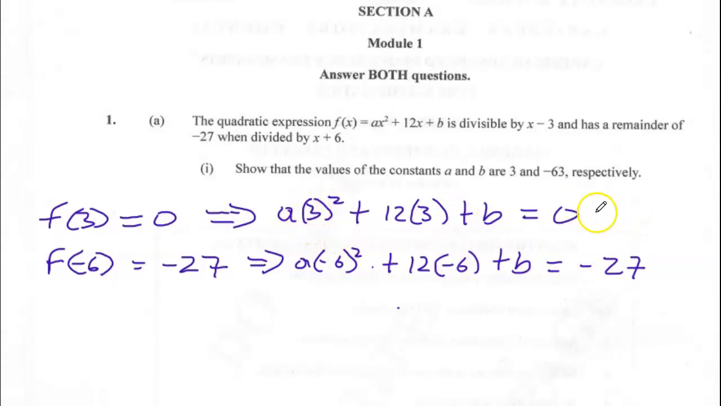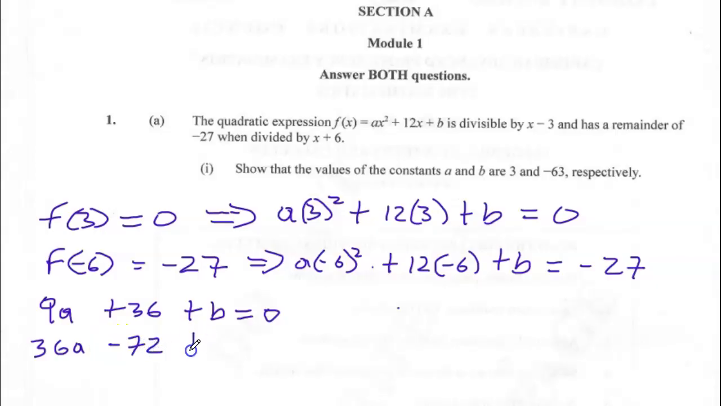So let's simplify the top one. 3 squared is 9. So 9a, 12 times 3, that's 36. Plus b equal to 0. The other equation, 36a, remember negative 6 squared, that's positive 36, right? And 12 times minus 6, that's minus 72. Plus b is equal to minus 27.